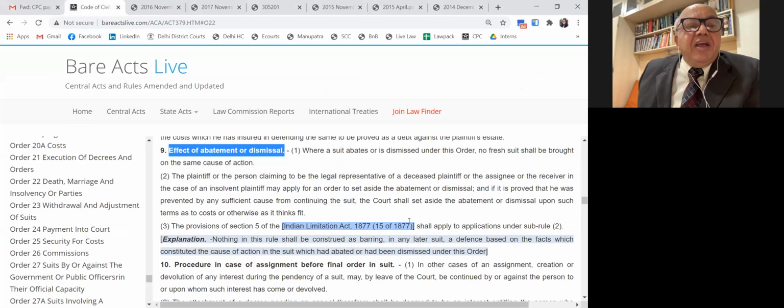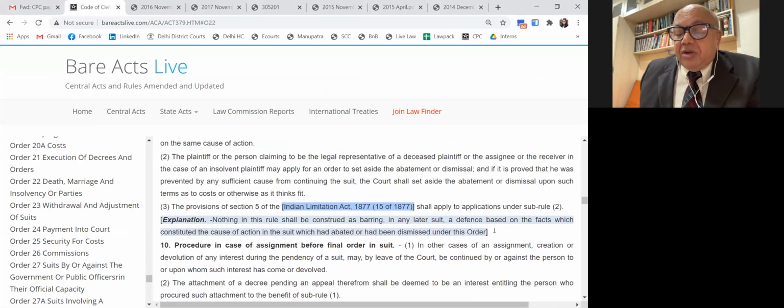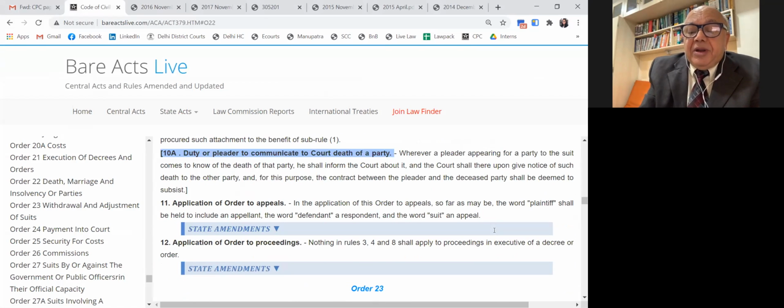If the plaintiff dies, his children, the heirs and legal representatives, should come on record. If the defendant dies, the plaintiff should bring on record the heirs and legal representatives. Then under Order 22 Rule 10A, it is the duty of the advocate to give intimation. So here abatement takes place if the heirs are not brought within time. Please note that. Order 22 Rule 9, please check it.